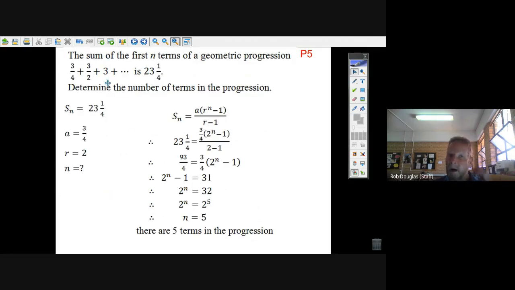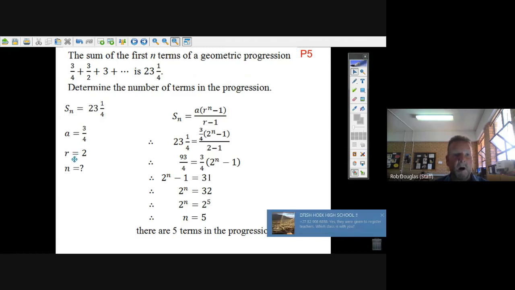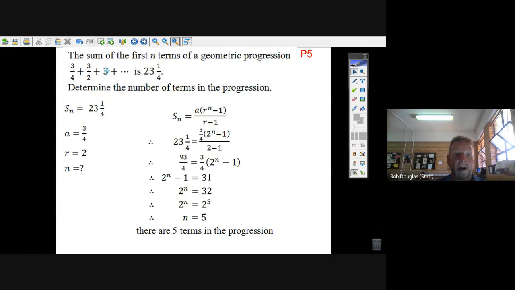This one, you've got the sum of n terms of a geometric progression is equal to 23 and a quarter. Okay, so all of these add up. We don't know how many add, but they add up to 23 and a quarter. So first, write down all the stuff you've got. The sum of these n terms is 23 and a quarter. The first term is 3 over 4. And you can get r equals 2. You can get that just by taking two consecutive terms and dividing. 3 divided by 3 halves is equal to 2.